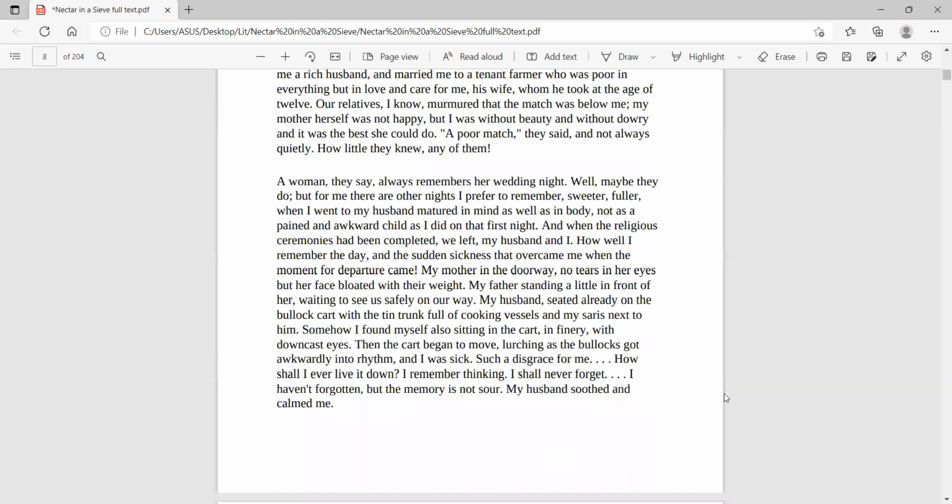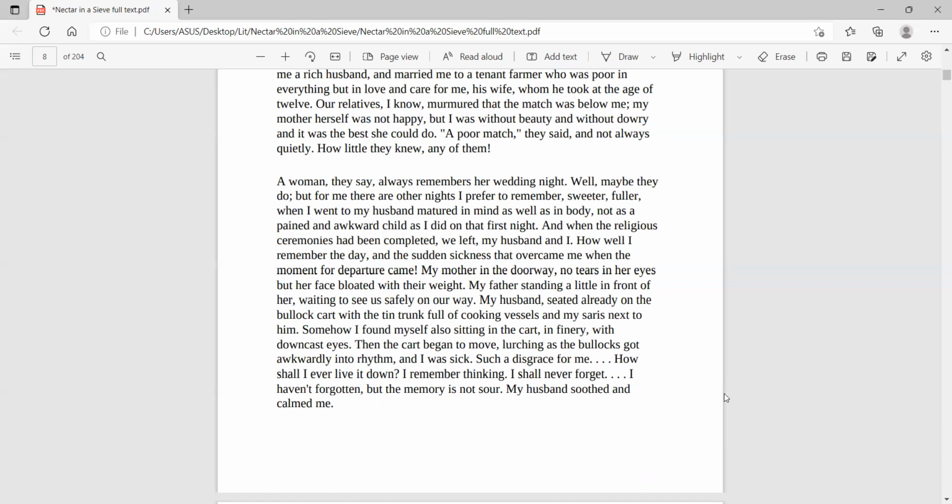we left, my husband and I. How well I remember the day and the sudden sickness that overcame me when the moment for departure came. Like she was scared and sad to leave her household. My mother in the doorway, no tears in her eyes, shows that maybe she doesn't upset the narrator. If the mother also cries, then the protagonist may not have been so strong.